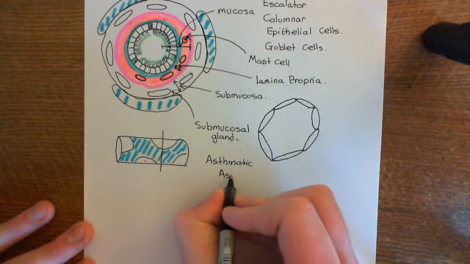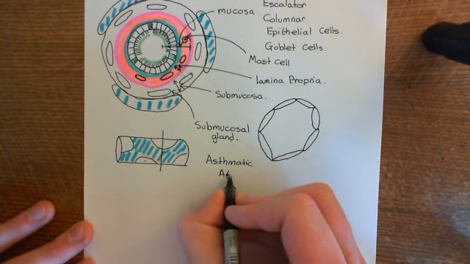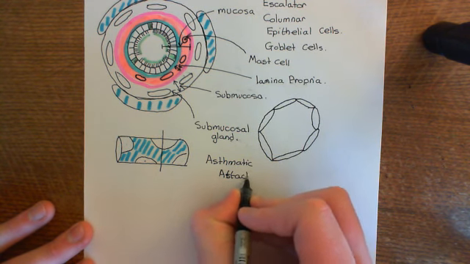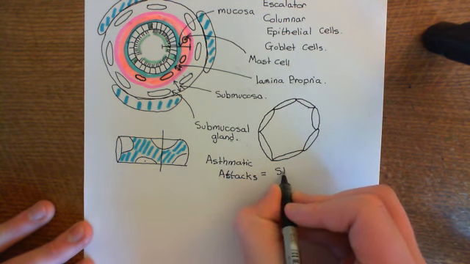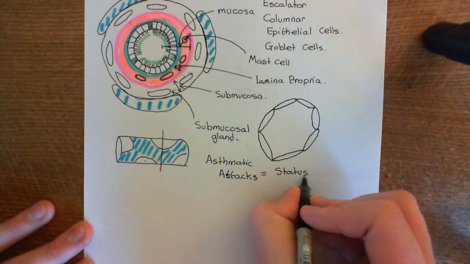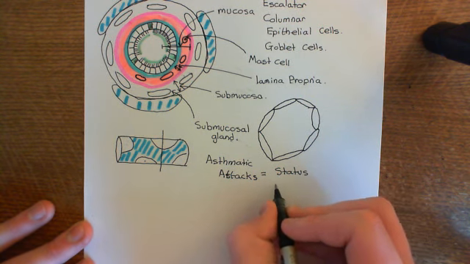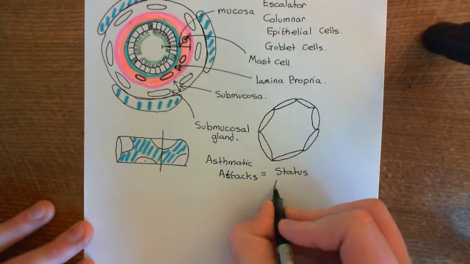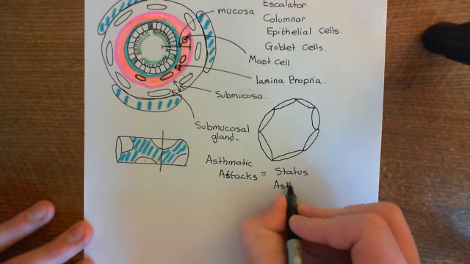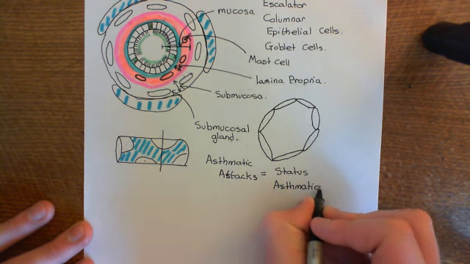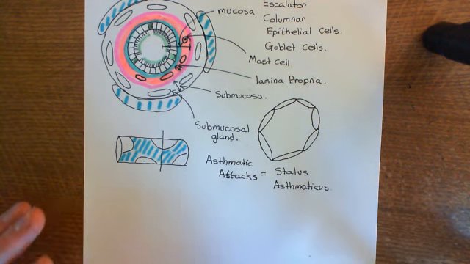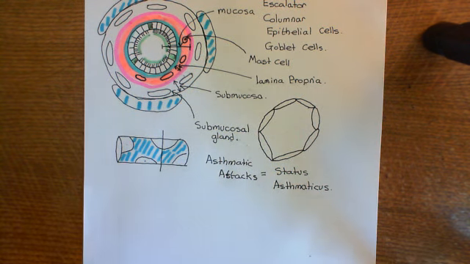Okay, now asthmatic attack. Asthmatic attacks are also known by the old name status asthmaticus. So when you're in the state of having an asthmatic attack, it's known as status asthmaticus. Right, so what happens in an asthmatic attack? Well, basically what happens is you get occlusion of the bronchi.